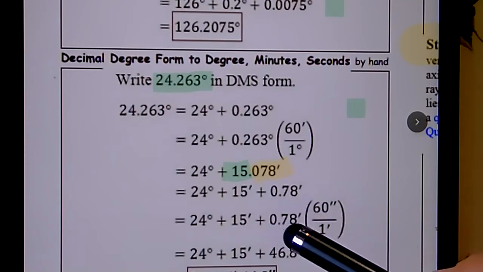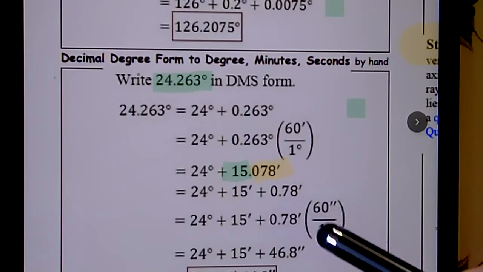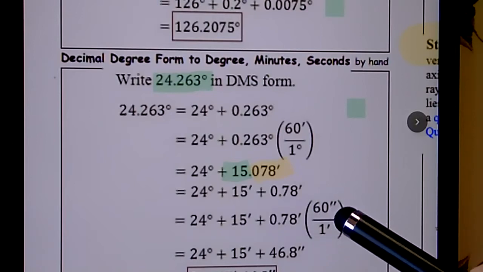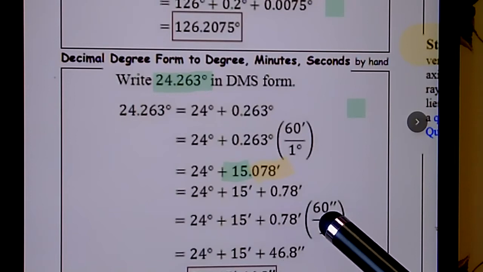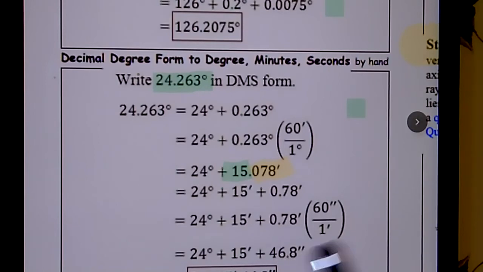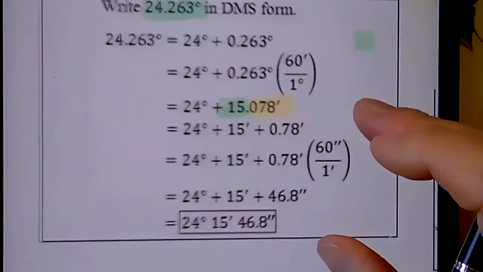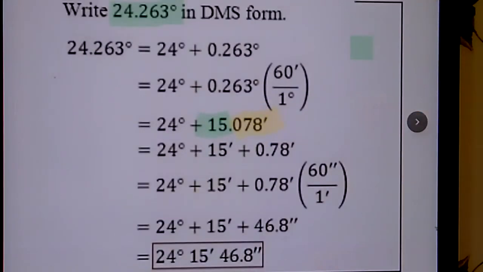So I'm going to take 0.78 minutes. And how do minutes and seconds relate? 1 minute is the same as 60 seconds. Okay, so this, which isn't quite a full minute, is going to be multiplied by 60 seconds to change it into seconds. So when I do that, I end up with 46.8 seconds. And then my final answer is 24 degrees, 15 minutes, 46.8 seconds.